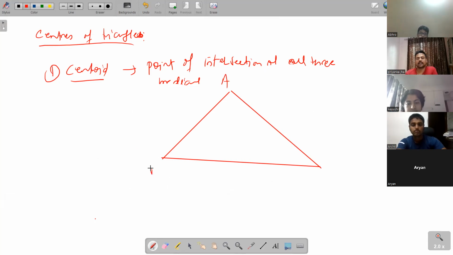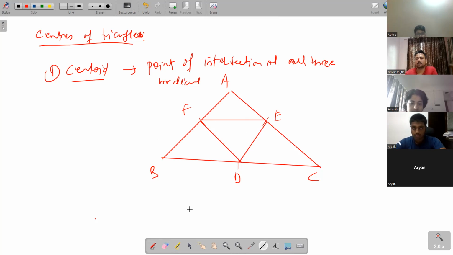This is any scalene triangle. Just join the middle points of all three sides. This D is the middle point of BC, E is the midpoint of AC, and F is the midpoint of AB. Now, if I join these middle points of sides, can you comment on the centroid of this small triangle, triangle DEF?